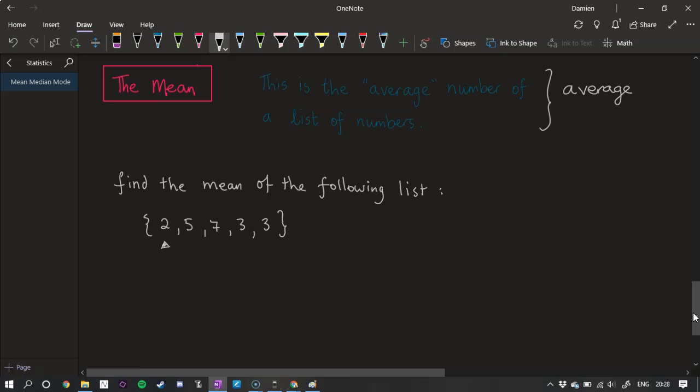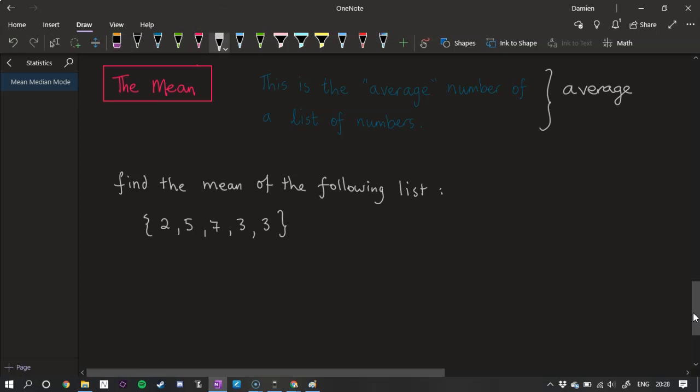So one student got 2 out of 10 marks, the next student got 5 out of 10 marks, the next student got 7, the next student got 3, and then someone else got 3 as well. And what we want to try and do is look at all of the data, all of the results, and see, is there a number that might try to describe all of those numbers? In other words, can we find the average of these numbers?